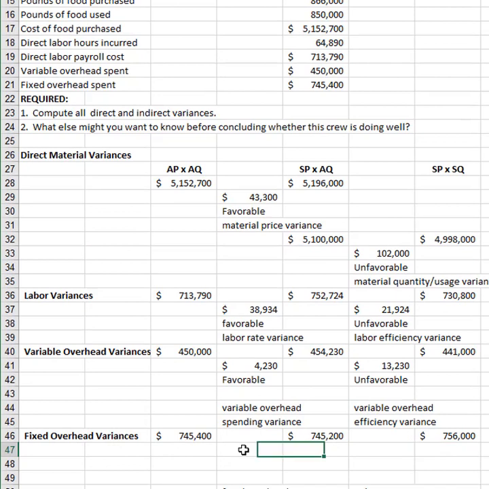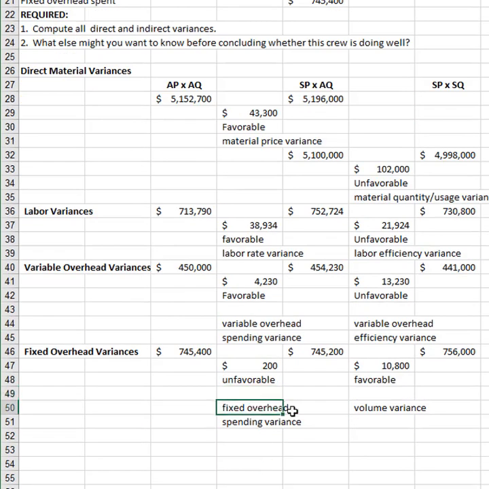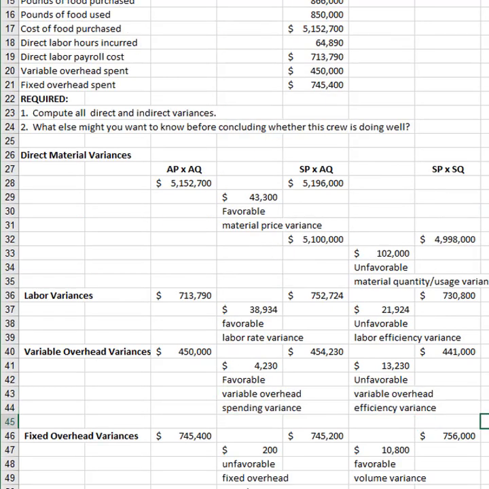All right, and let's get the absolute value of the difference. Tiny difference there. All right, we have a favorable volume variance, and we have an unfavorable fixed overhead spending variance. So those are the calculations. Now let's go back to the story and interpret what these mean.